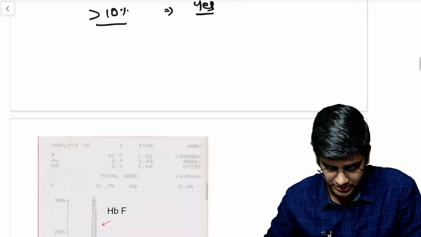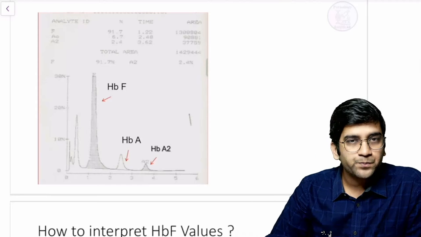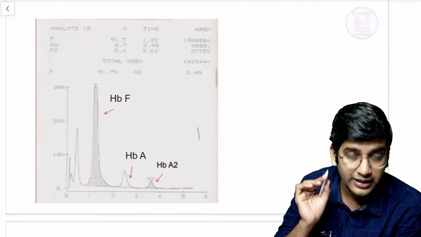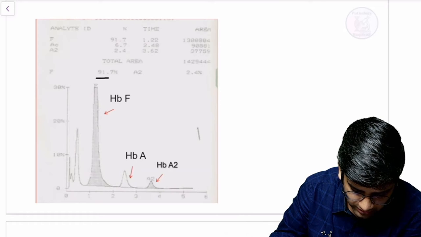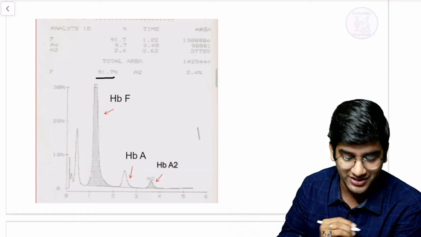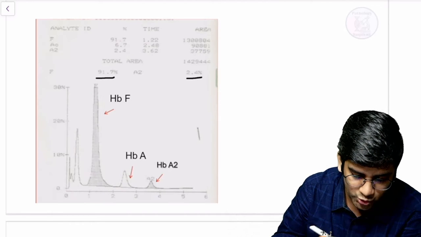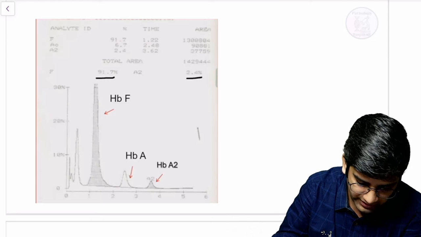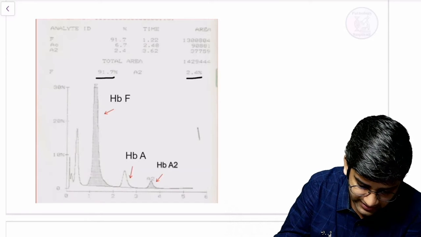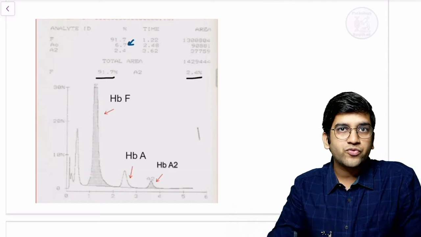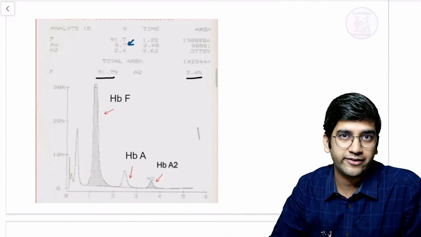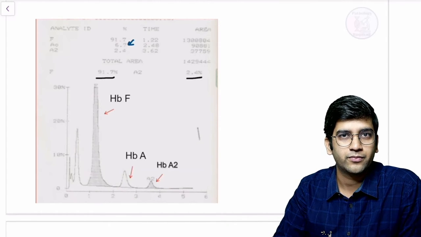Fine. Great. Look at this. So look at this value. I want both the percentages as well as retention time. Hemoglobin F is 91%. Wow. Hemoglobin A2 is 2.4%. And hemoglobin A is 6.7%. Right? So if I have such a huge HbF, what do I think of?